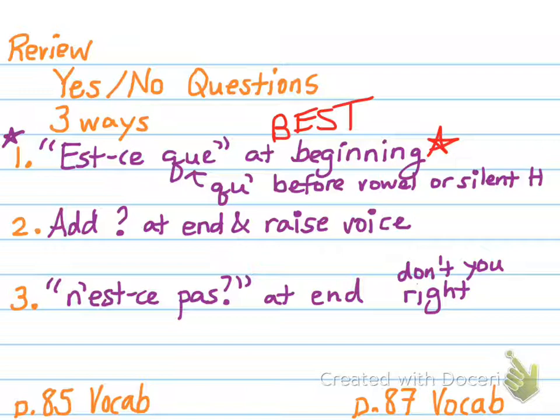So it's really not the best way to ask questions. So these were the 3 ways to ask yes or no questions. Again, the way that you should be using is est-ce que. That's the best way to ask questions because by hearing est-ce que, you know that it's a question. You also had some new vocabulary on page 85 and 87. So let's take a look at your page 85 vocabulary.